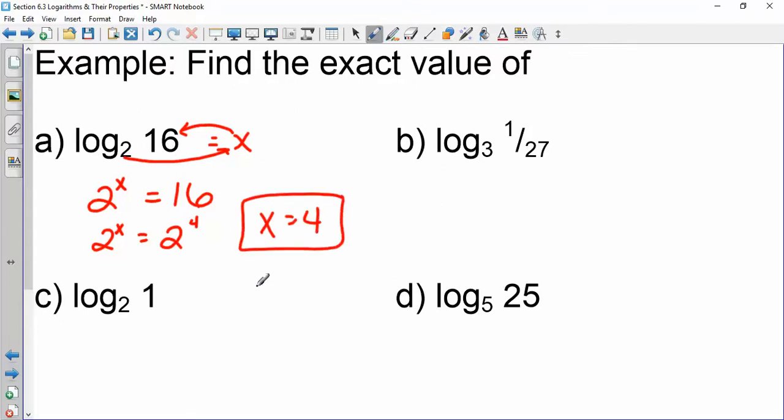So whether or not you show work on these is kind of up to you. If you can look at that and know the answer is 4, then you don't have to write it out as an equation. But if you don't recognize that, set it equal to x and use the definition to set up a problem like we were solving before. So, B. Does anybody know the answer to that one? All right, if we set it equal to x, how would I write it in exponential form?